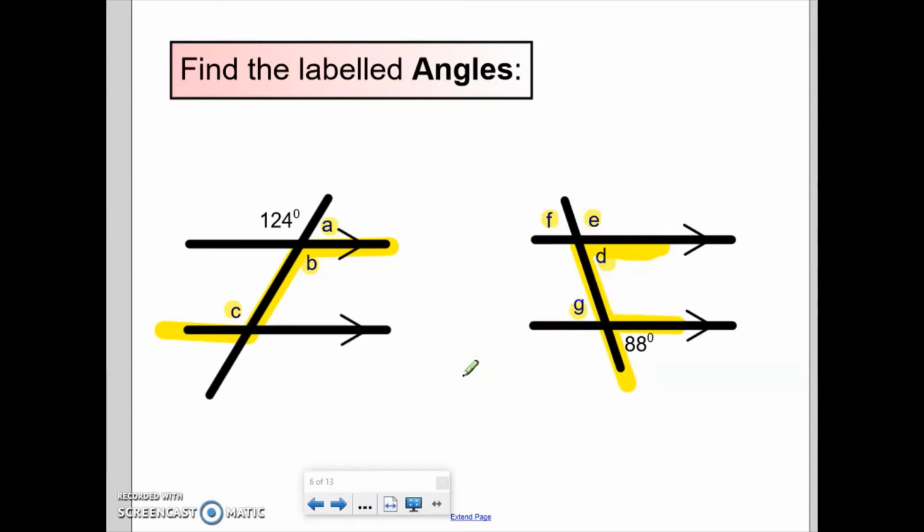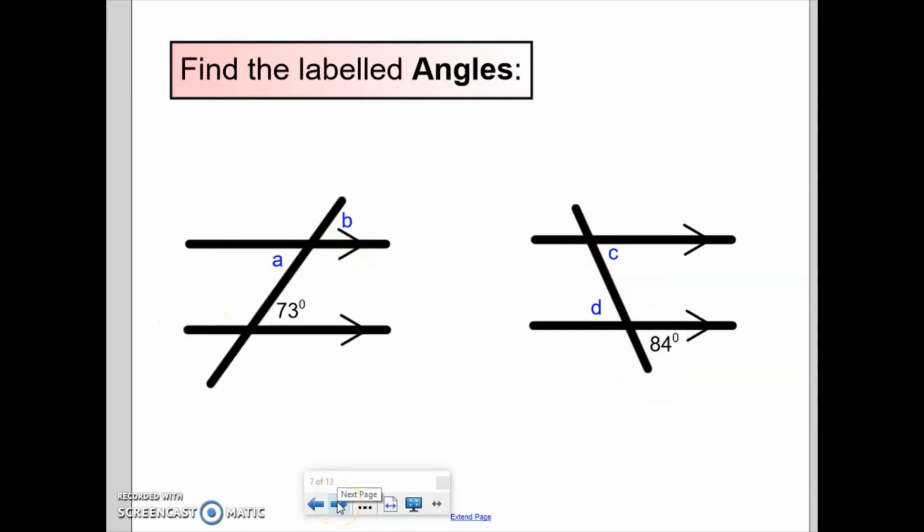There's lots of different ways to approach these questions. You may have seen a different way to answer the question, but you could also have got the correct answer. Okay, a couple more to do.